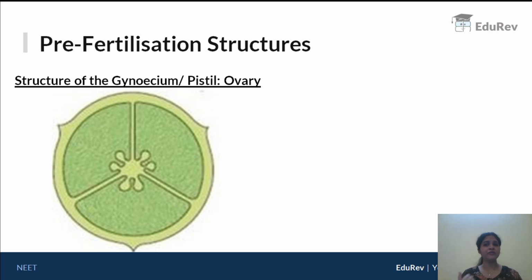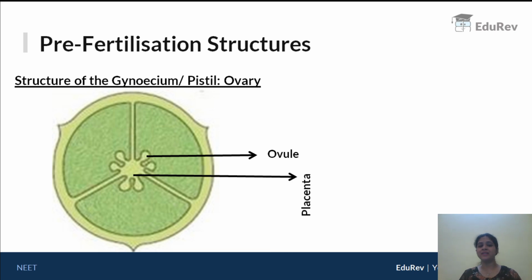Now let's study what are the different parts of this typical ovary. The first thing that you will find in the ovary is the presence of a number of ovules. So you can see that these ovules, maybe around 6 of them, are small bulb-like structures. Now these ovules have a point of attachment, and that point of attachment is nothing but the placenta. So it starts drawing up nutrition from this particular placenta.